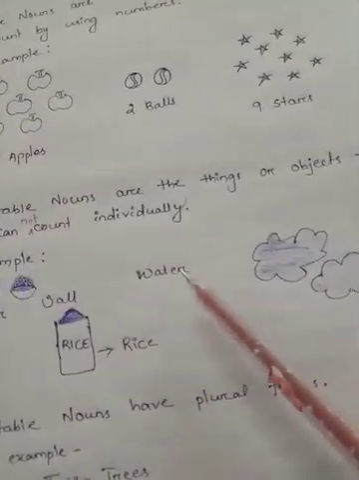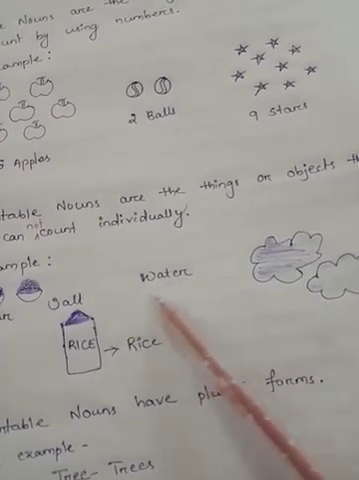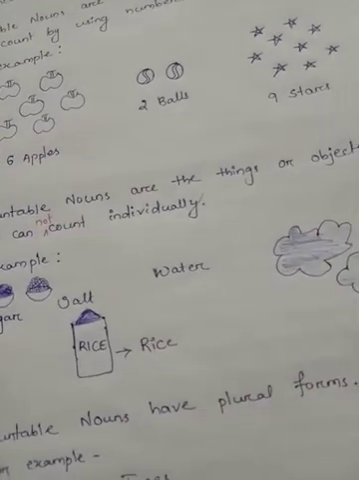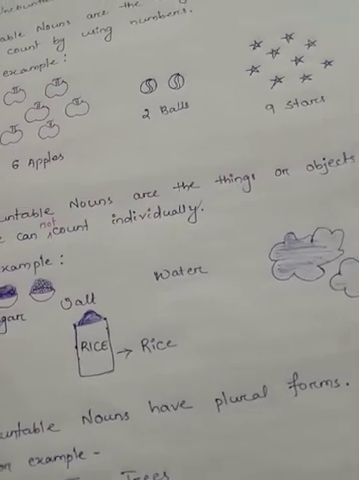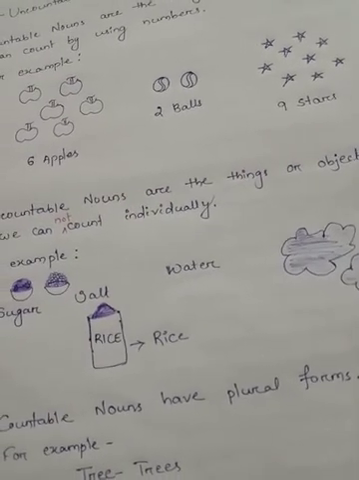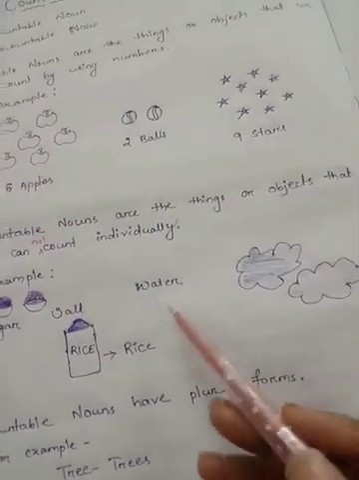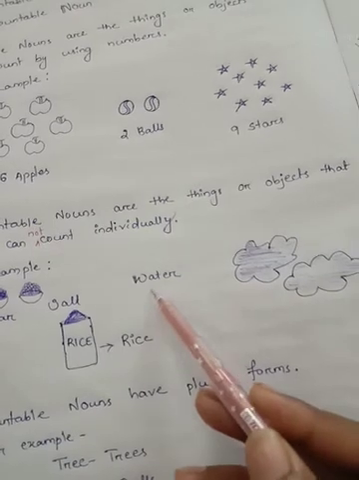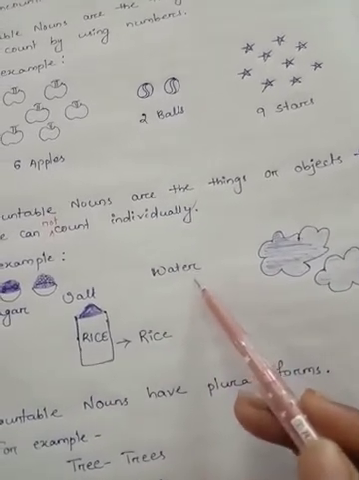Next thing, water. Can you count water? We can see water in ponds, lakes, oceans. We can't even see them together, right? We can't even see them. So how can we count? So water is also uncountable. So this is also uncountable noun.